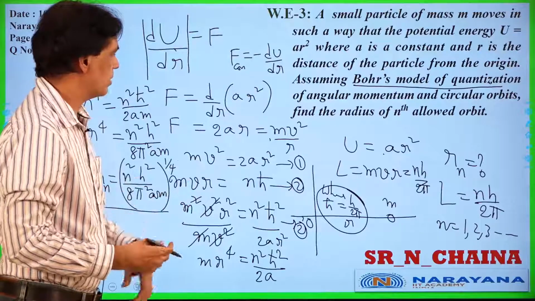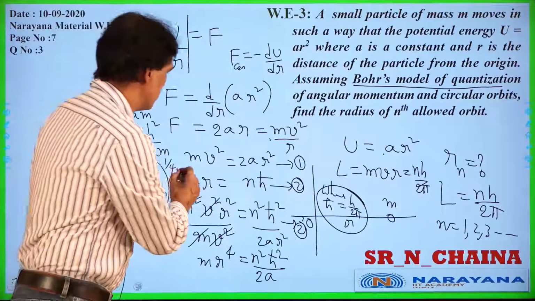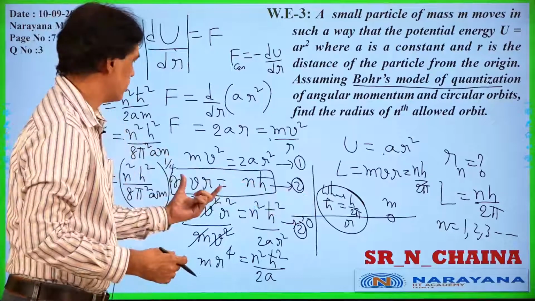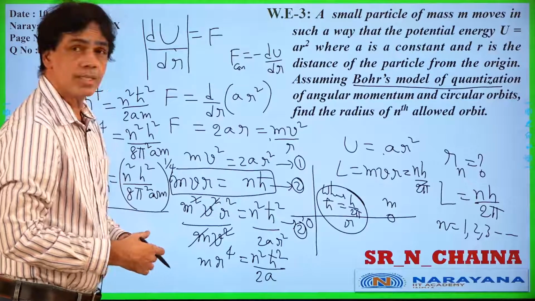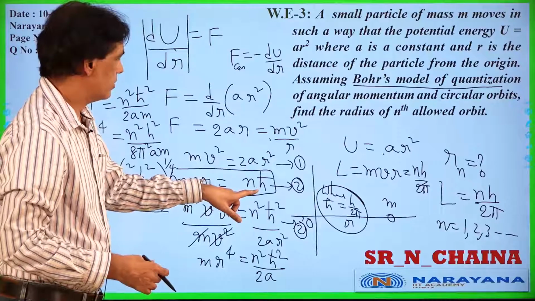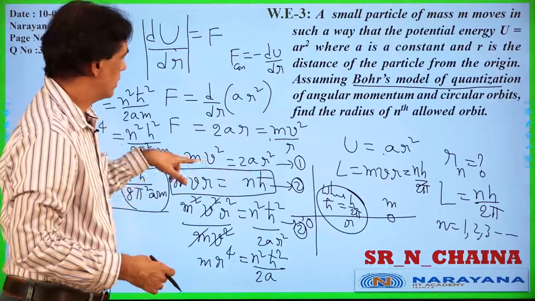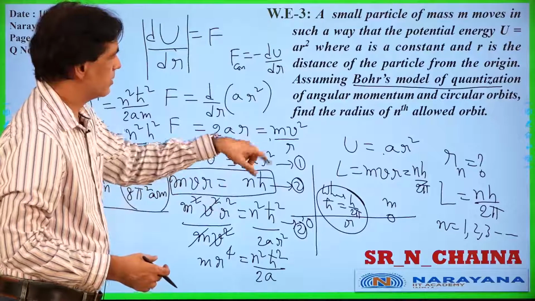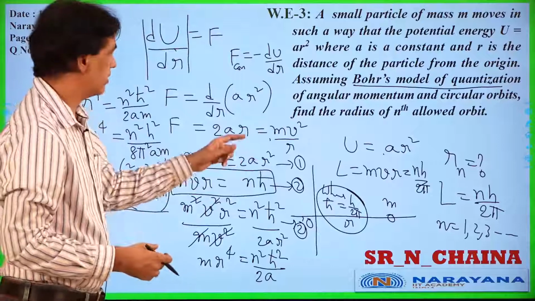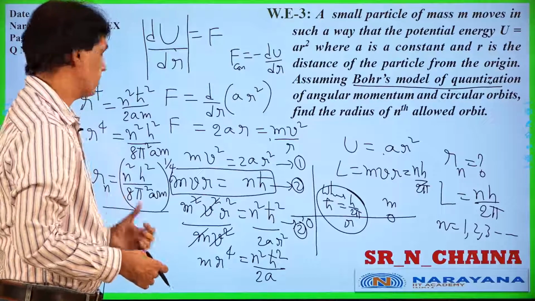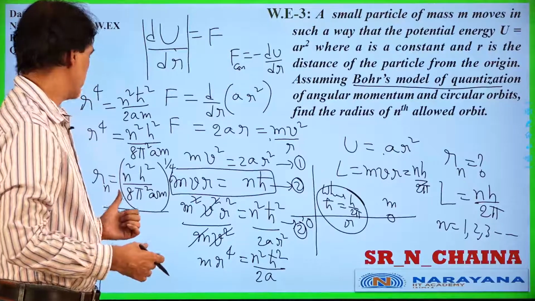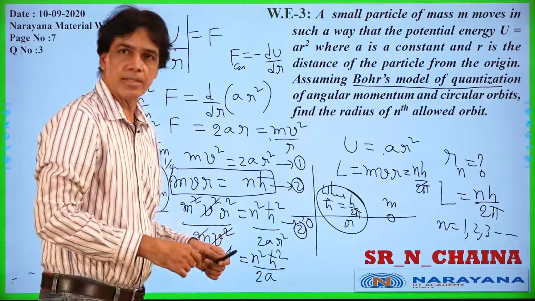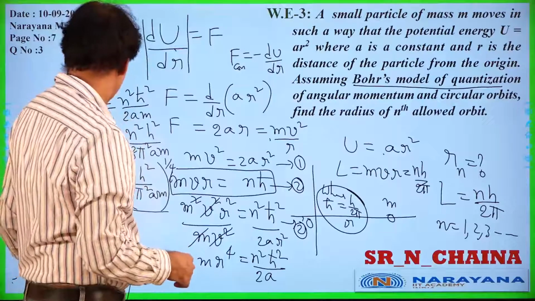And the second one is that angular momentum is nh by 2 pi. So this angular momentum is equated to nh cross, where h cross is h by 2 pi. This is angular momentum quantization, which gives you this equation. And the force between the particle and the center provides the necessary centripetal force, from which I get the first equation. From these two postulates, we can finally get Rn, where Rn is n square h square by 8 pi square am. So this is the answer for this question. Hope it is clear. So let's see the next question.